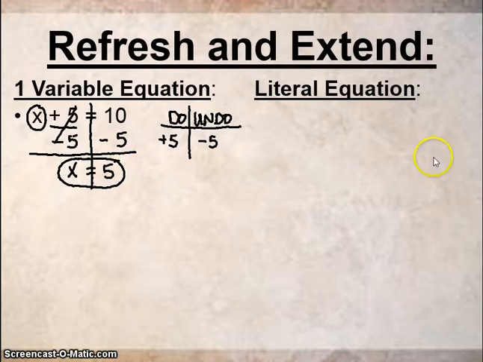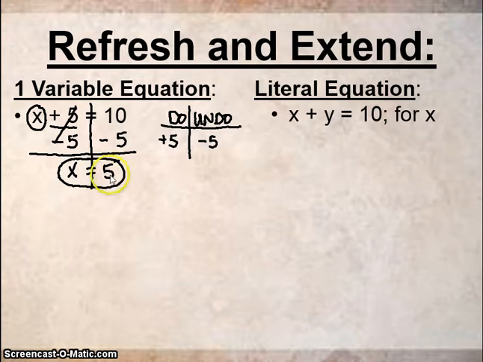Now, a literal equation has more than one variable, so we will not get a constant as our answer. In other words, it will look very similar to this because it will still have two variables in it. Now, here's our literal equation. It says x plus y, just like this one said x plus 5, but this one just says x plus y is equal to 10, and we want to solve it for x.